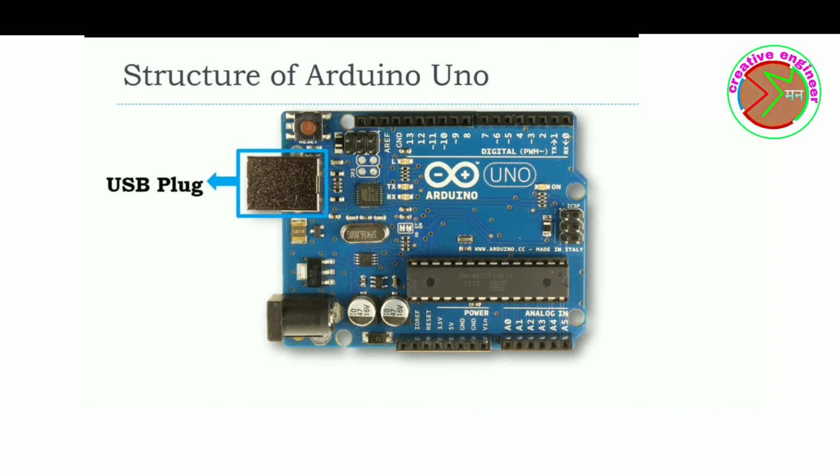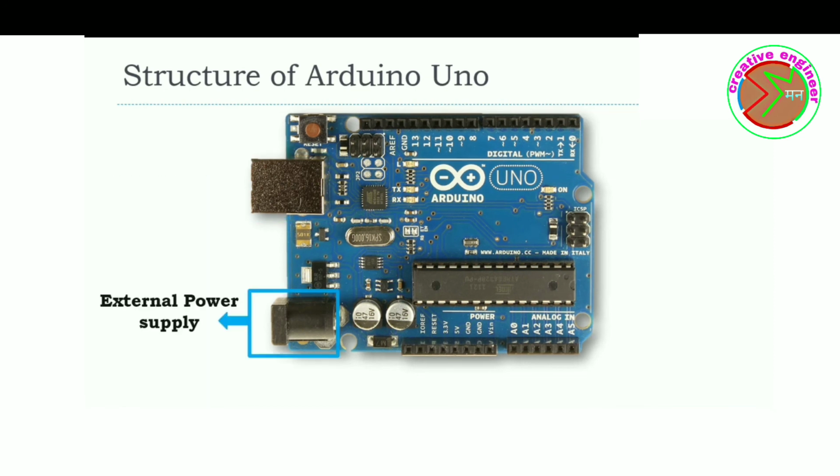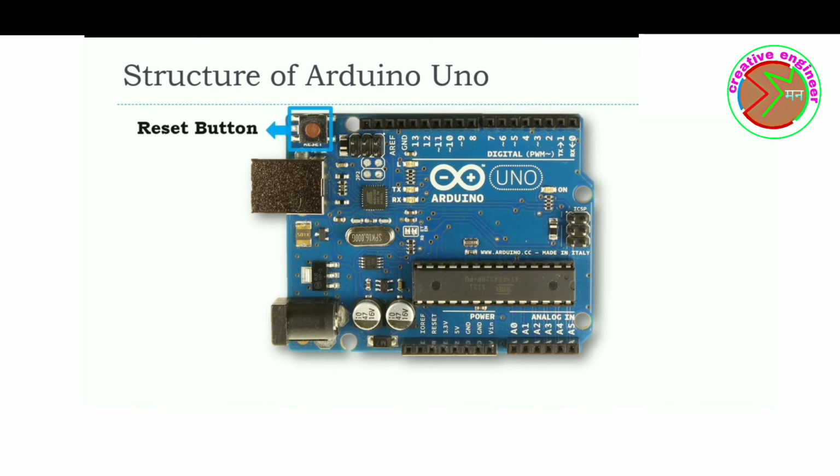The USB to UART plug is used to interface the Arduino board with a computer, for loading the program onto the board, and also powering it, in the absence of an external power source. This is the external power supply, and this is the reset pin, needed to restart the execution of a preloaded program. You now know all the basics of Arduino and its architecture and structure.